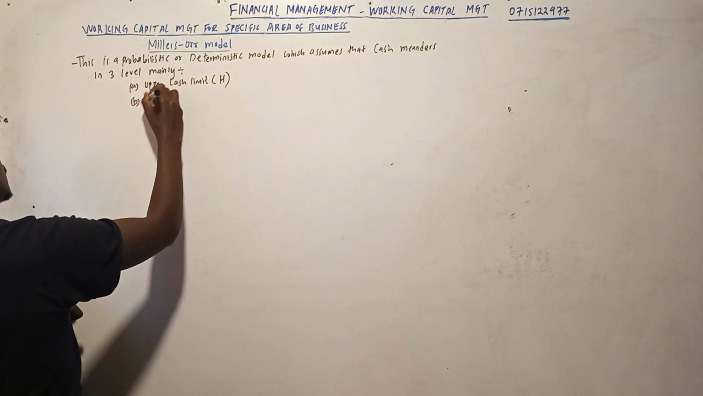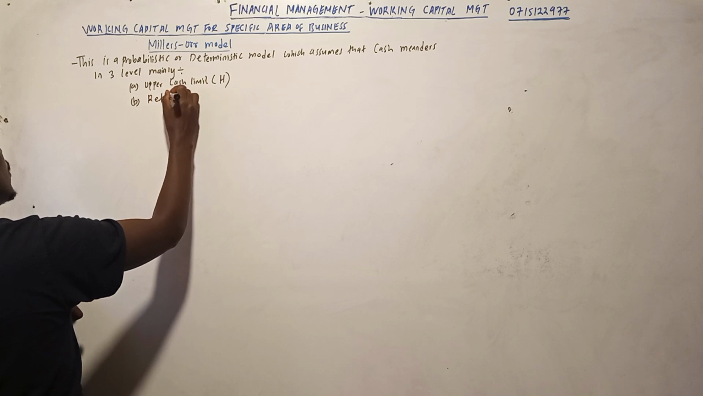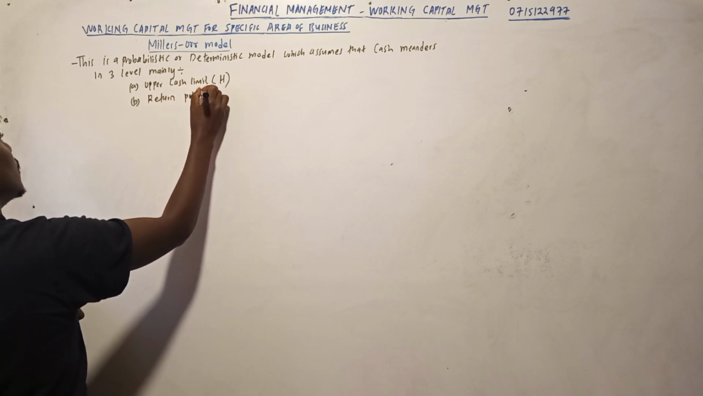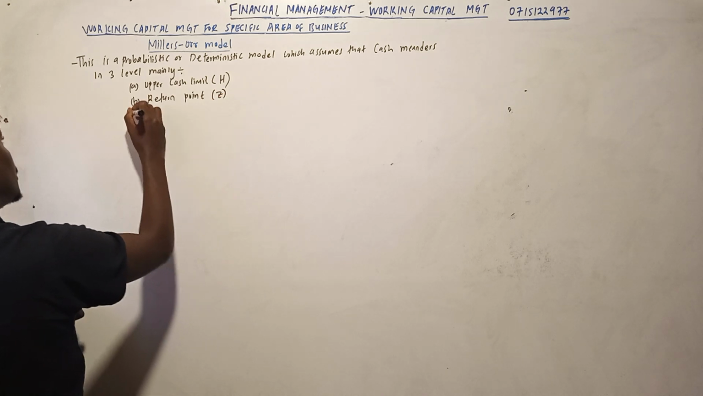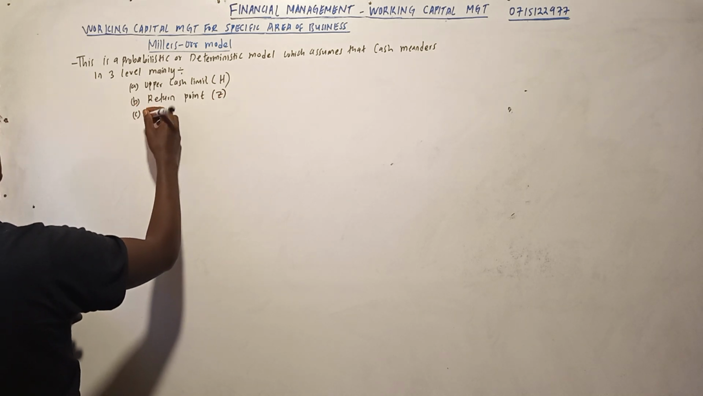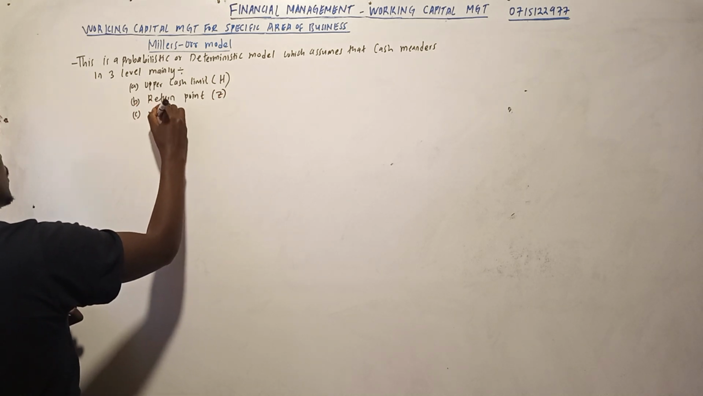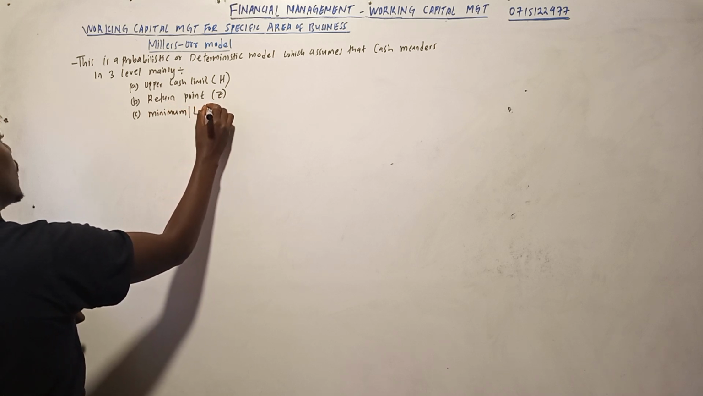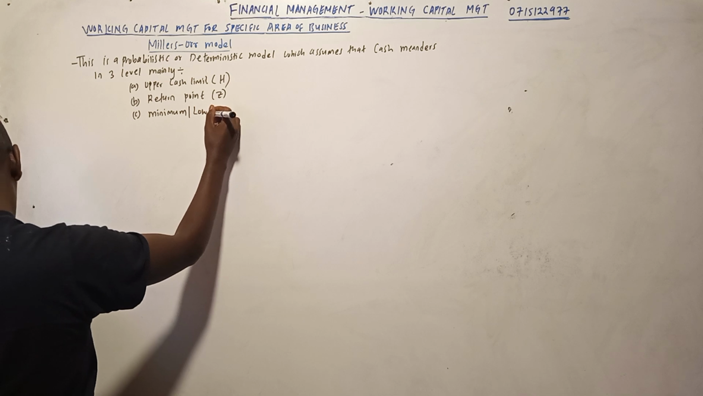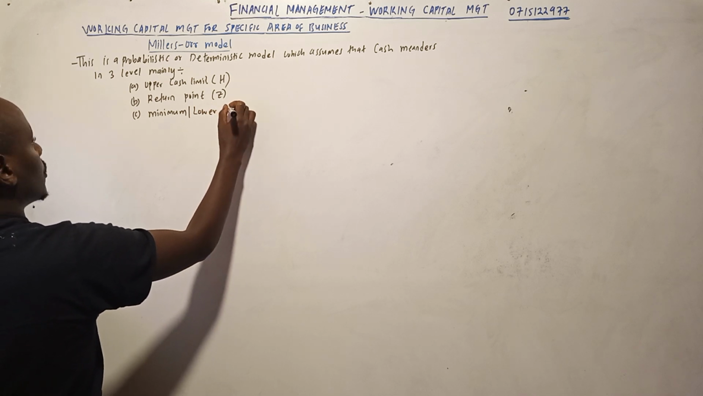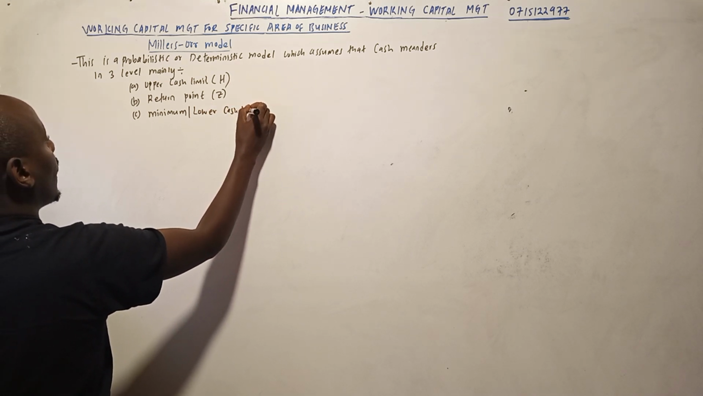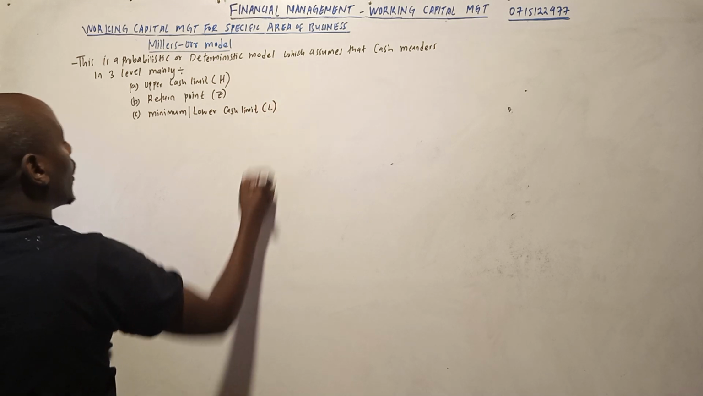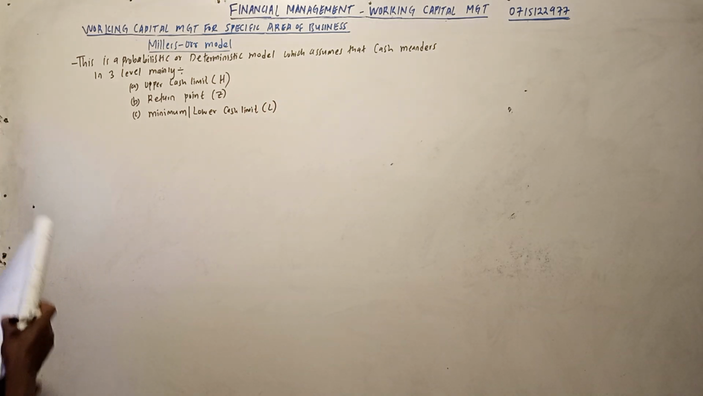Number 2, the return point, which is Z. Number 3, the minimum stroke lower cash limit, L. That one is okay.